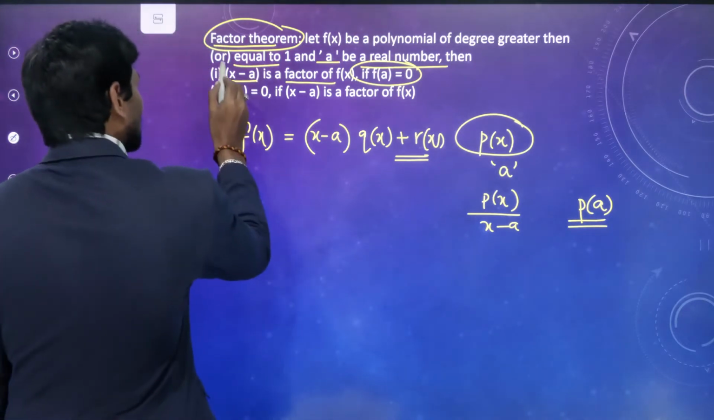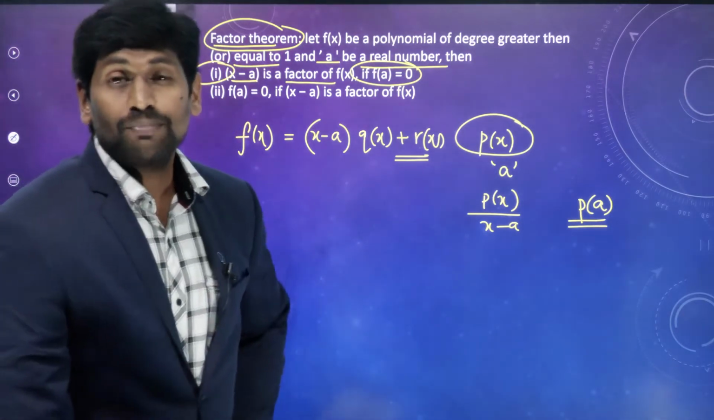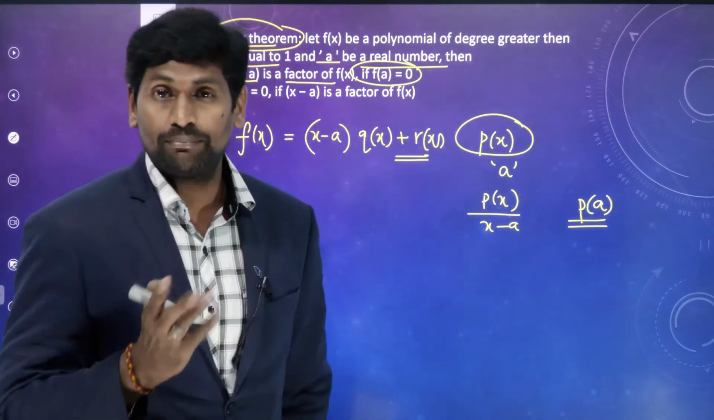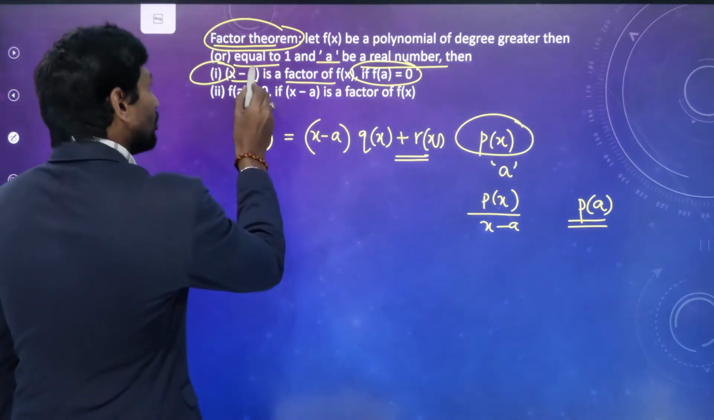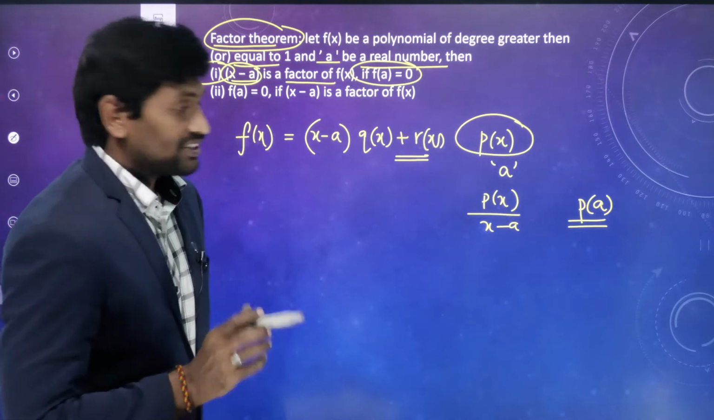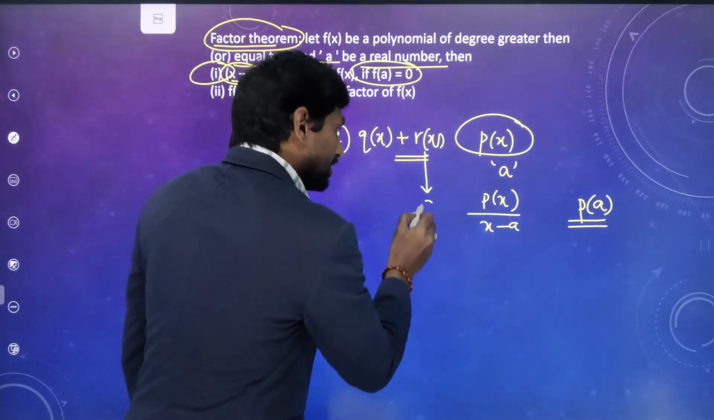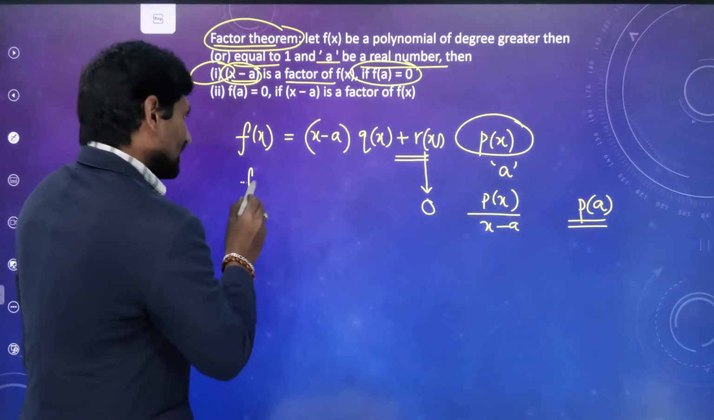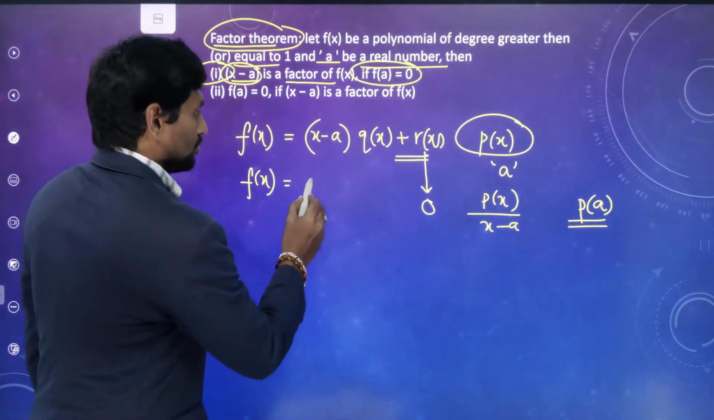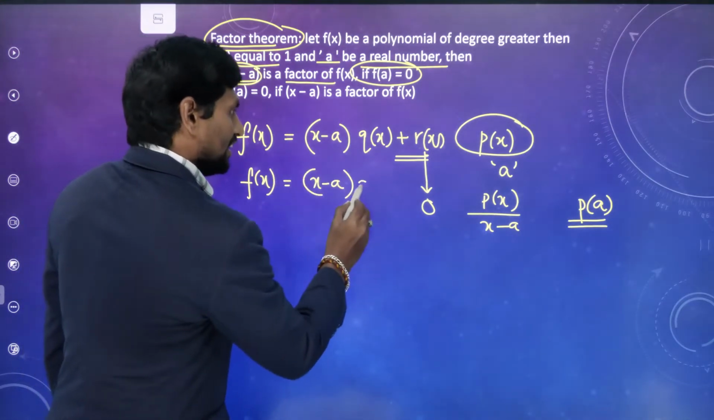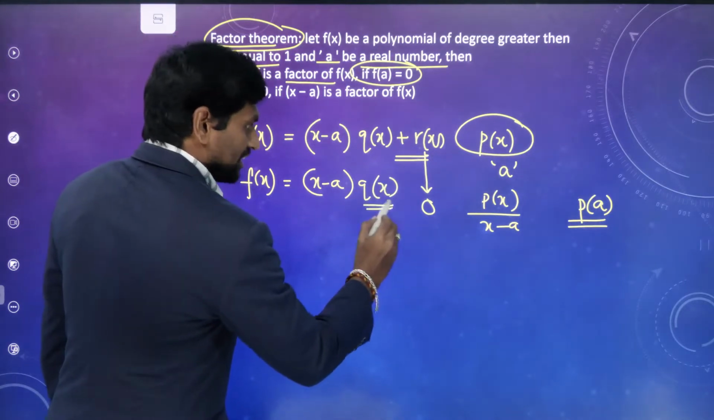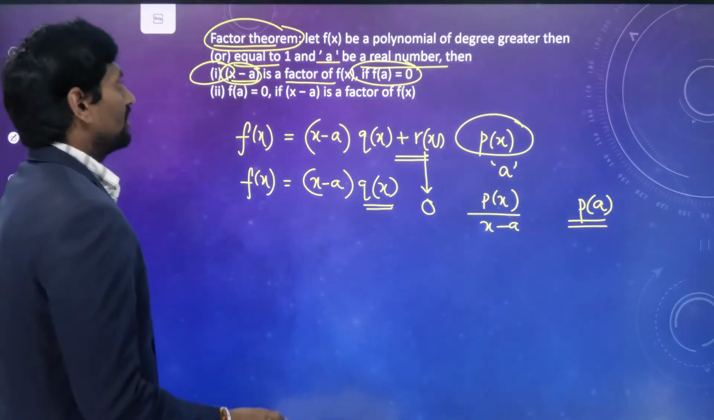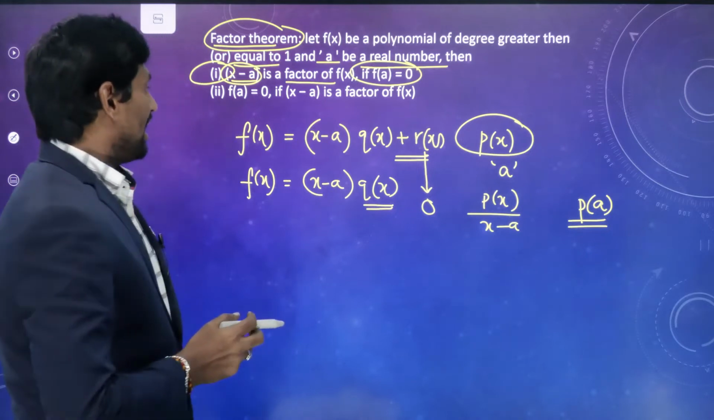And from the first case it is given that x minus a is a factor. X minus a is a factor means it exactly divides the polynomial without leaving any remainder. That means the remainder becomes 0. So from this we can say that f of x equals x minus a into q of x. What is q of x here? Q of x means the quotient. Okay? Then we need to prove that f of a equals 0.